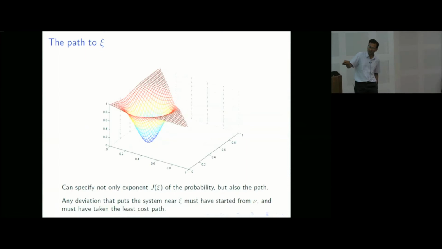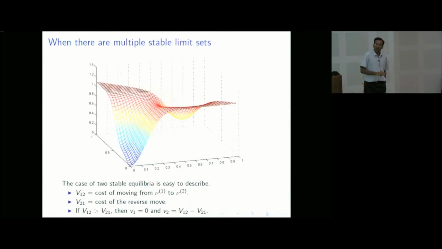And so one can specify not just what this J of nu is, but also what are the paths that one would take if one actually sees the state of the system to be near xi. Any deviation that puts the system near xi must have started from nu and must have taken the least cost path. All others are exponentially more expensive. One can do this for the multiple equilibria case as well, where there are multiple stable sets.